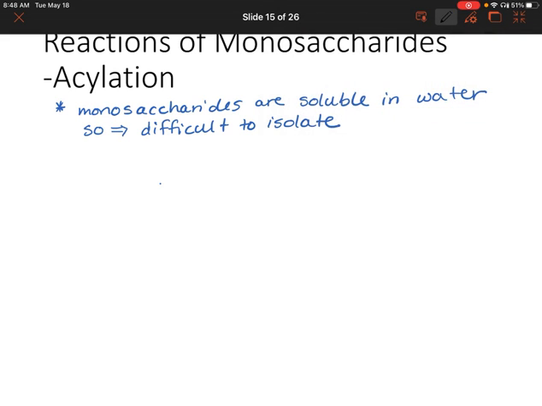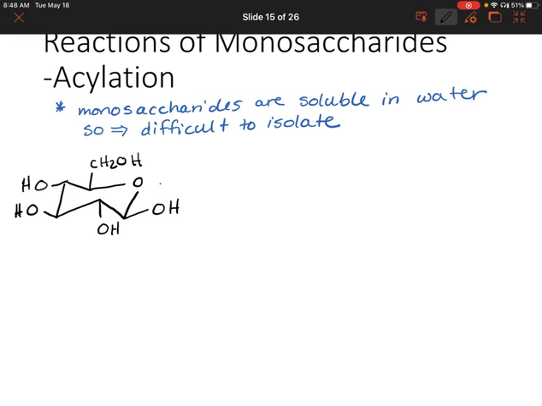So let's start with a sugar here. Again, notice that sugars have a lot of these OH groups, which is what makes them very soluble in water. And again, it can be hard to isolate. So what we're going to do is react this with something like an acid anhydride or an acid chloride. Either one works. What that's going to do is turn all of our hydroxy groups into esters.